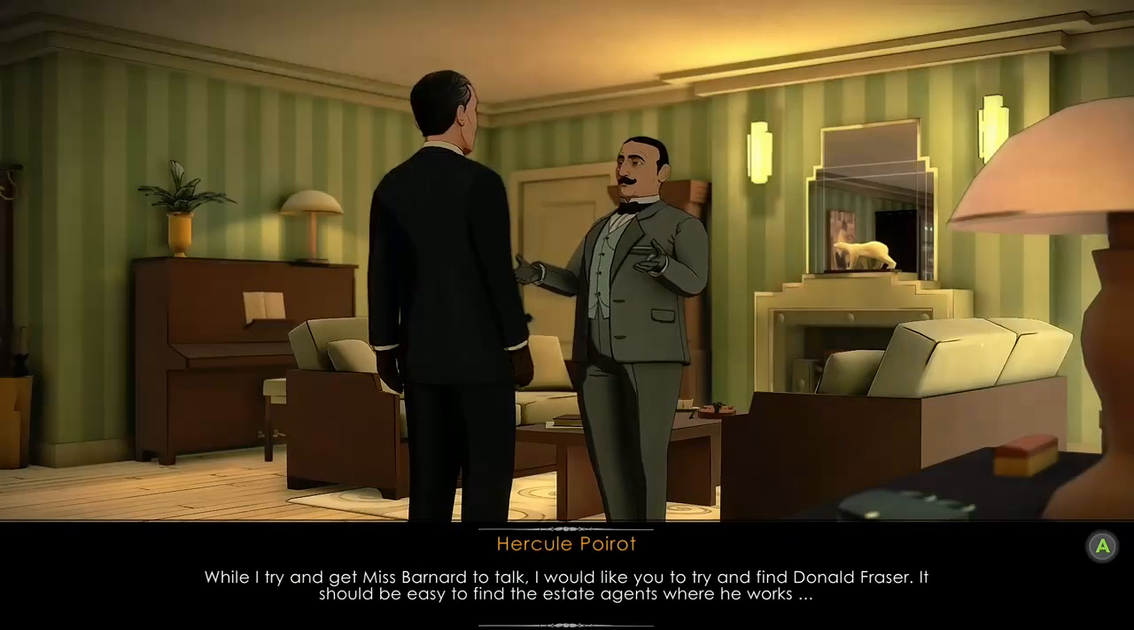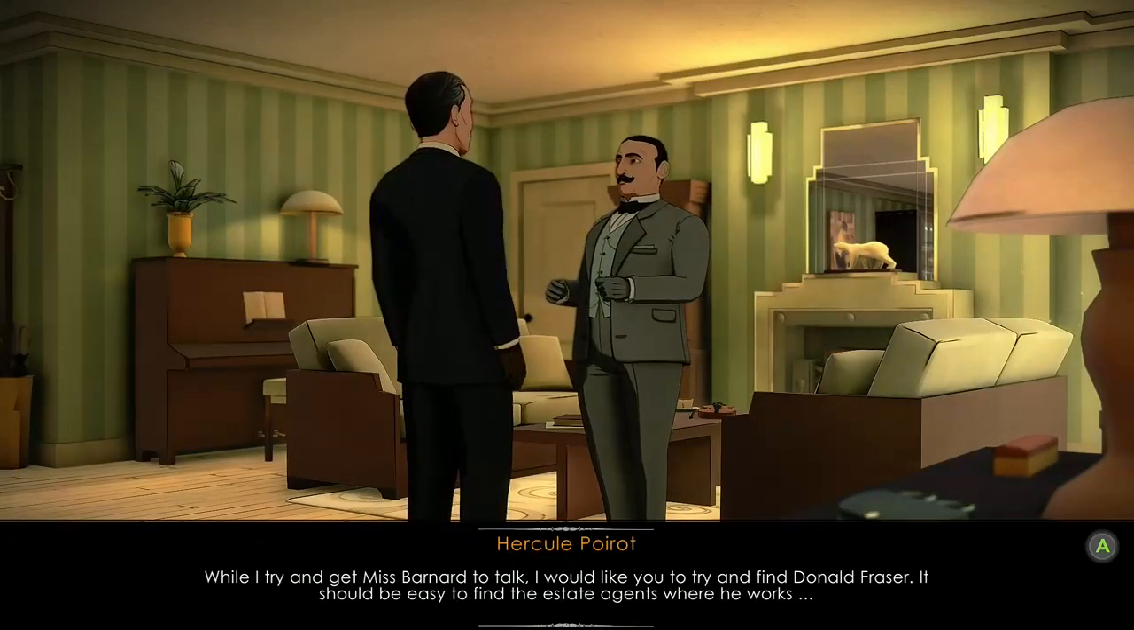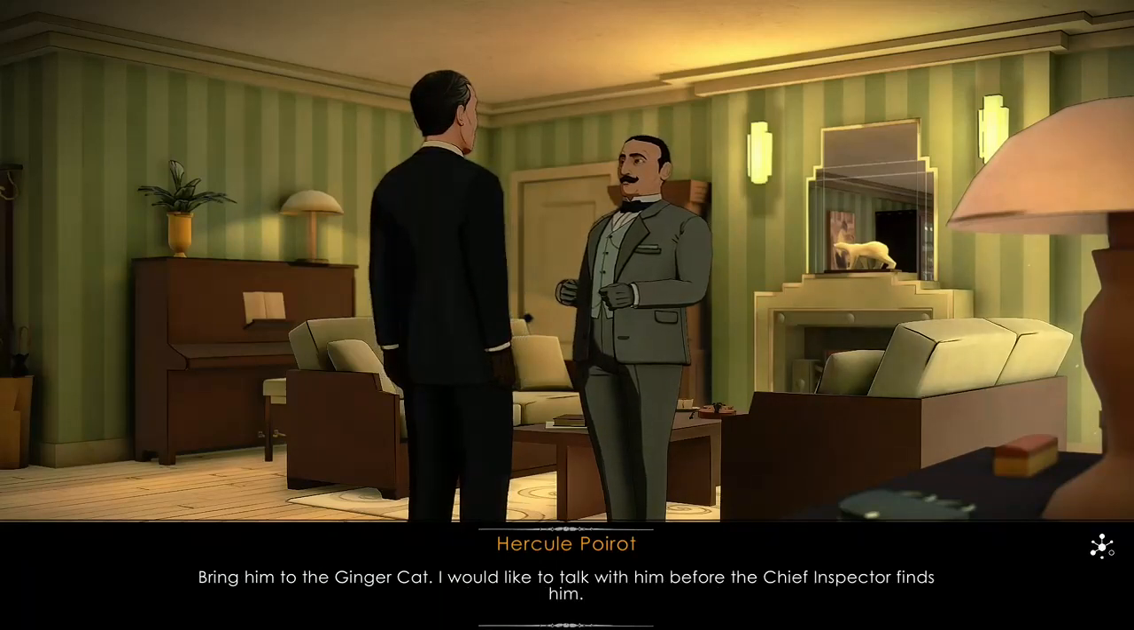While I try and get Miss Barnard to talk, I would like you to try and find Donald Fraser. He should be easy to find at the estate agents where he works. How do we know he works for an estate agent? I would like to talk with him before the chief inspector finds him.